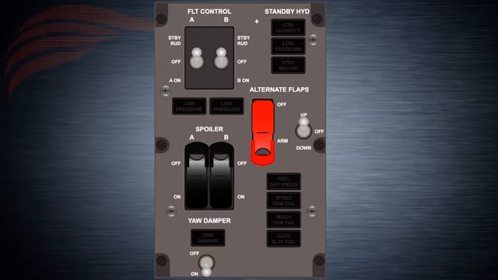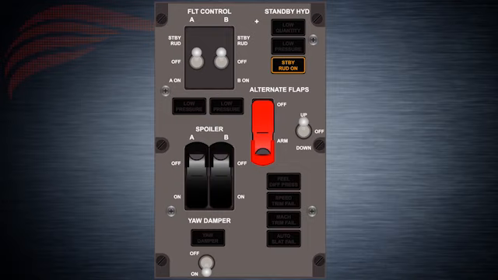Standby rudder position. It has the same effect as the off position, but instead turns on the standby hydraulic pump and pressurizes the standby rudder PCU to achieve standby rudder control and standby yaw damper.